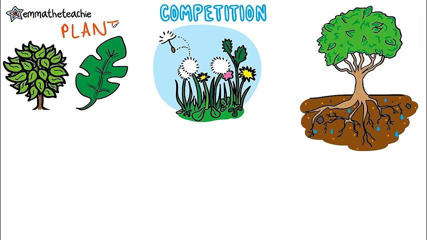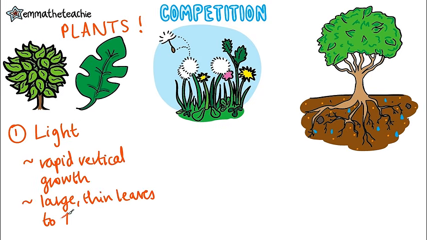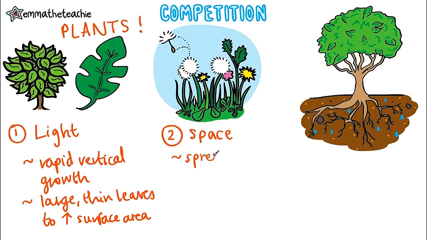Now let's look at plant competition. Plants compete for light, growing as quickly as possible vertically to reach the sunlight, or having large thin leaves to increase the surface area and maximize light absorption. Plants also compete for space. Often they're very crowded, so they spread their roots, stems, and branches.